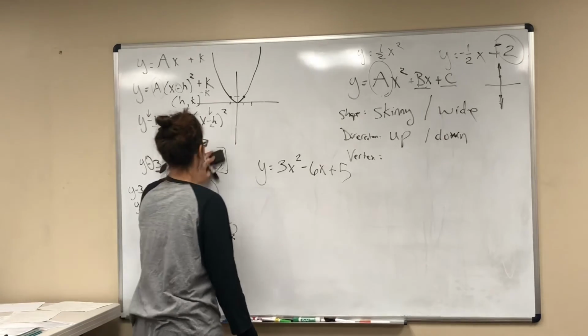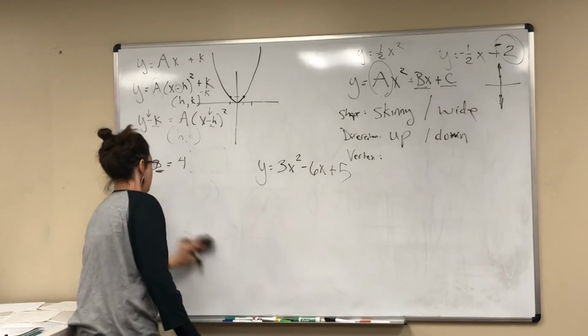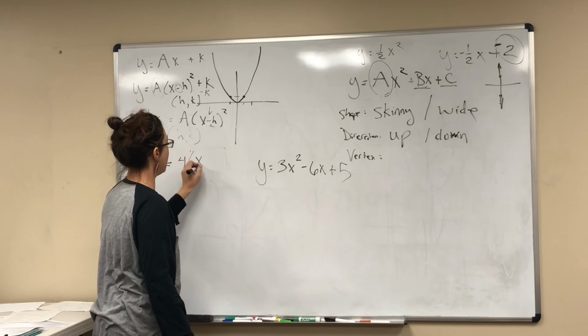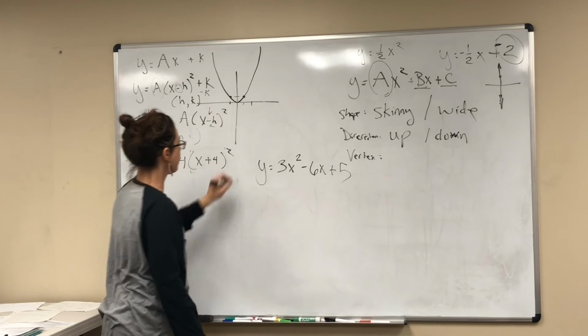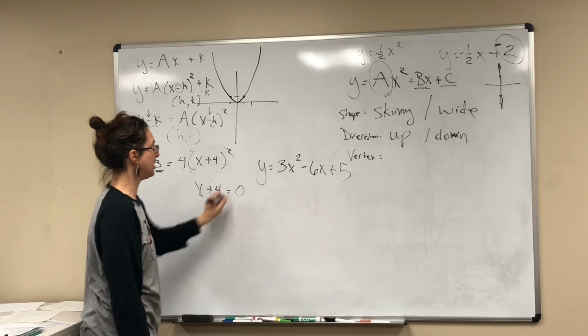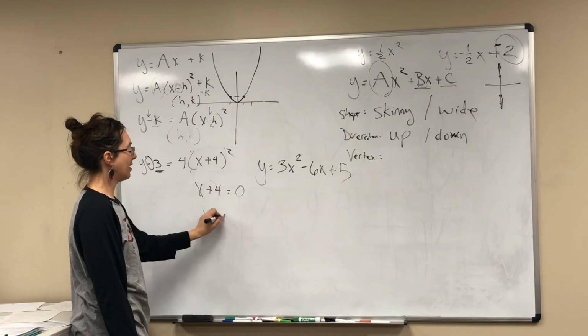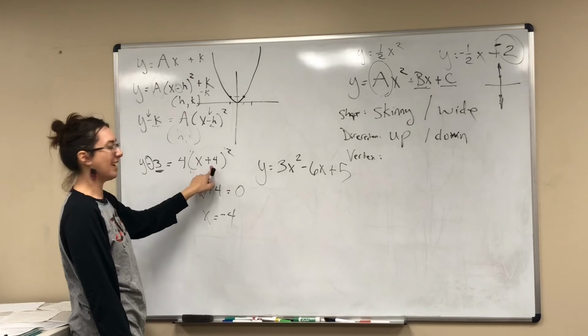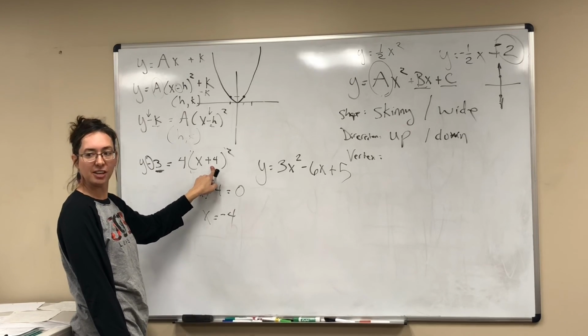Now, let's look at this one. If we have it where it is x plus 4, x plus 4 set equal to 0, what is x? Minus 4. Or negative. Okay? Do you see why that changed it?